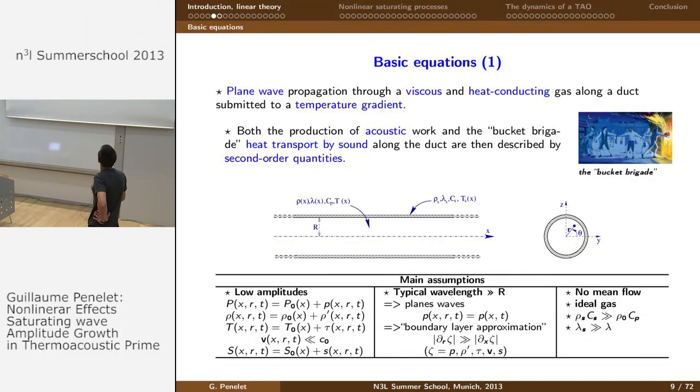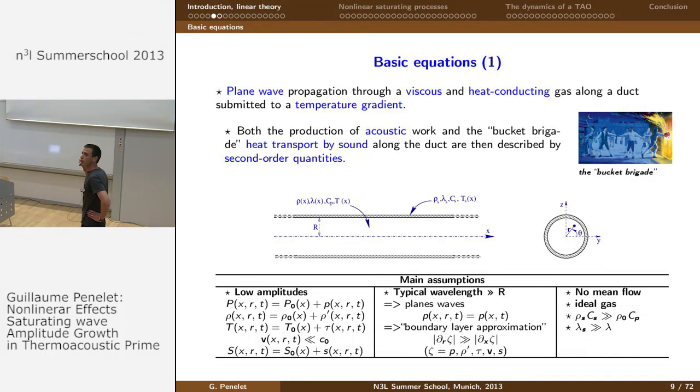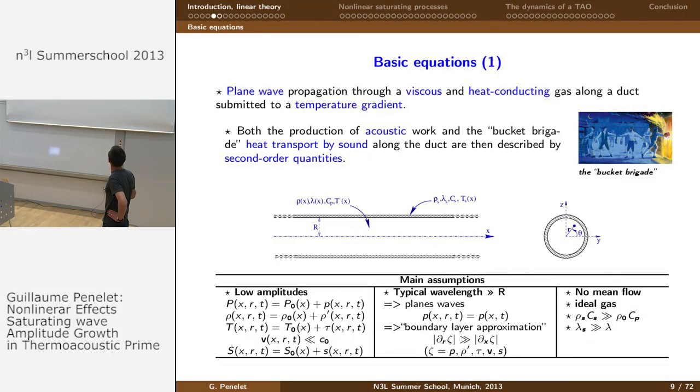So to that purpose, we assume we have, for instance, a cylindrical duct, which is submitted to a temperature gradient, and we will make the traditional assumption of the linear approximation of acoustics. We will also consider that the typical wavelength is much larger than the duct radius, so that we will assume that we have plane waves. And we will also make the boundary layer approximation, for which the transverse gradients are much larger than axial gradients. We will also assume that there is no mean flow, that the gas is an ideal gas, and that both the thermal inertia and the thermal conductivity of the walls are much larger than those of the fluid.